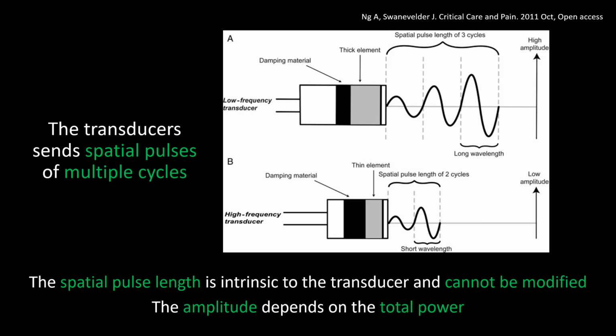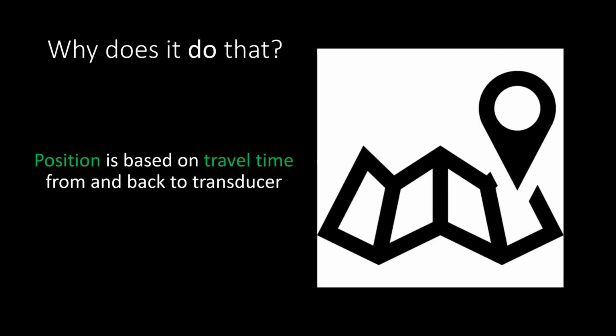By default, the manufacturer tries to minimize the spatial pulse length in order to maximize resolution. A high-frequency transducer allows more cycles per unit of time, allowing the spatial pulse length to be shorter. The amplitude, as in the amount of energy imparted to the ultrasound, depends on the total power, which can be modified. So why do we send pulses and not a signal continuously? That's because position is based on travel time from and back to the transducer. There is no triangulation performed to determine a position.